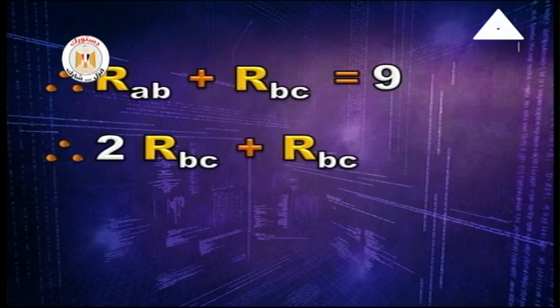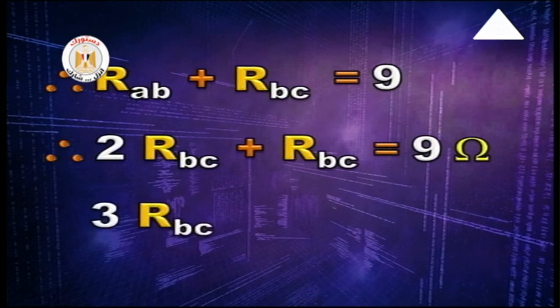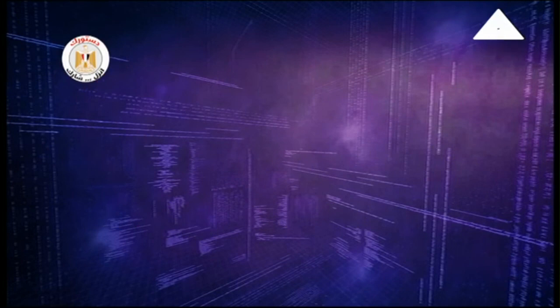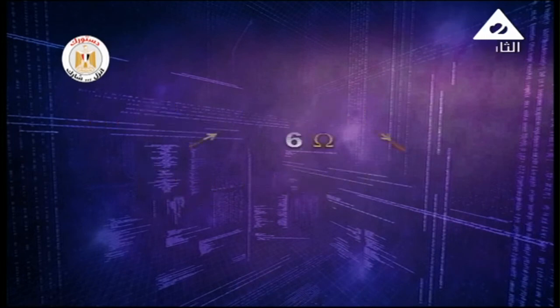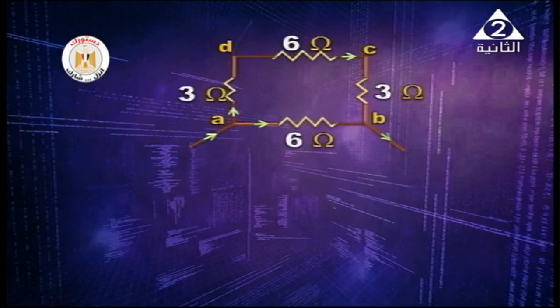But resistance of RAB equals 2RBC. So 2RBC plus RBC equals 9. In this way, we've managed to obtain the resistance of RBC, which is equal to 9 over 3, which is 3. And of course, resistance of AB is twice, so it is 6 ohm. Now it's all easy to calculate the equivalent resistance.